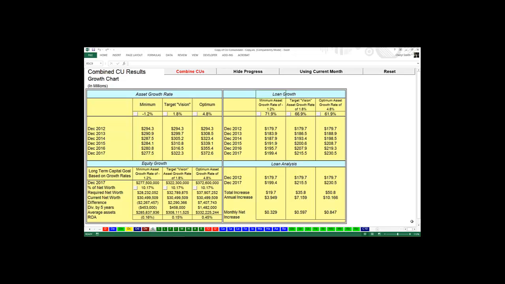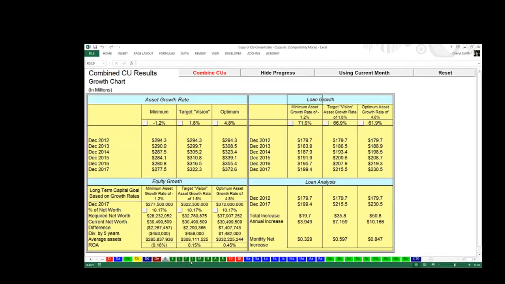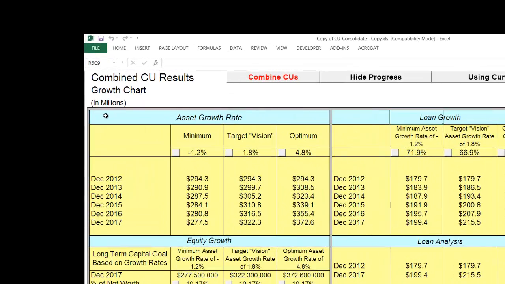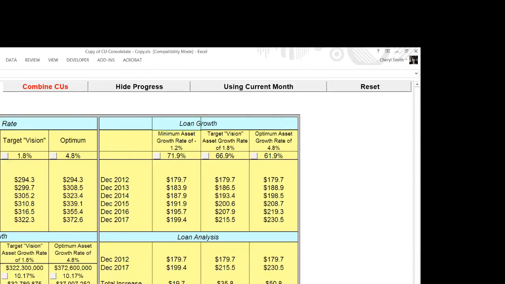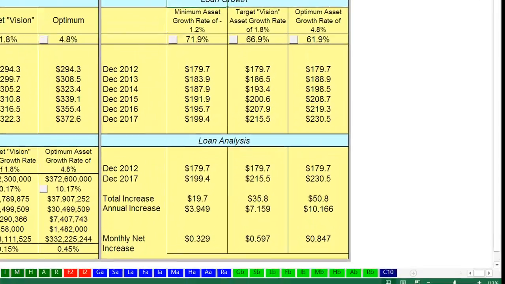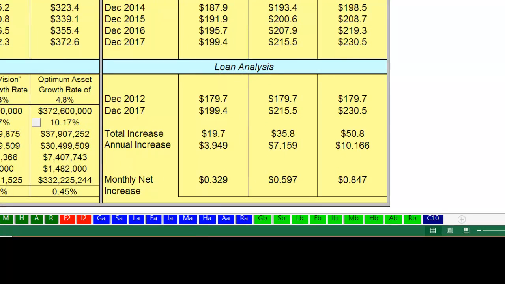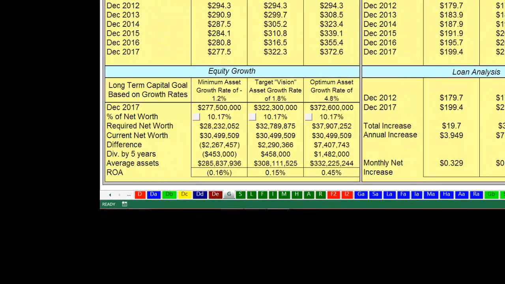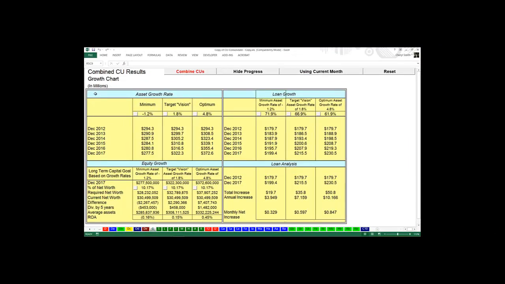The asset growth section of the growth chart is used to test various growth rate scenarios for the credit union. The loan growth section of the worksheet illustrates the proposed loan-to-asset percentage, which the credit union planners hope to achieve. Based on the target goal, the worksheet also calculates the average monthly loan increase required to achieve the long-term objective. The net capital section of the worksheet calculates the ROA that will be required to achieve the long-term net capital goal based on the annual asset growth rate goal. With all of this information in mind, you can use the growth chart to test out a variety of growth scenarios to find the growth plan that is right for the credit union.